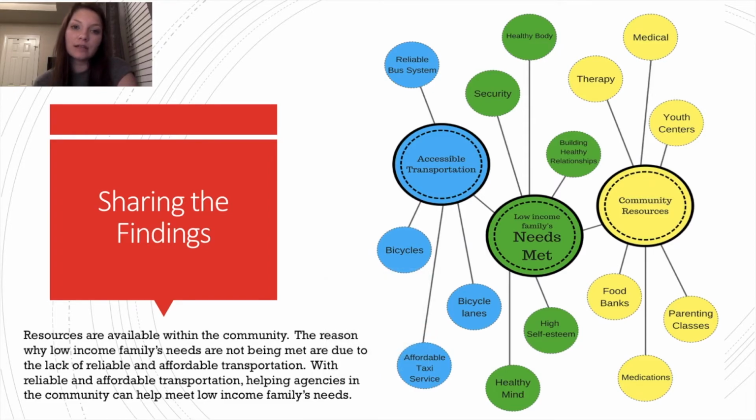So let's just get into explaining this bubble chart some. So you see the yellow is on your right, the blue is on the left, and we all know blue and yellow make green. So with accessible transportation and community resources, we can meet the needs of low-income families.